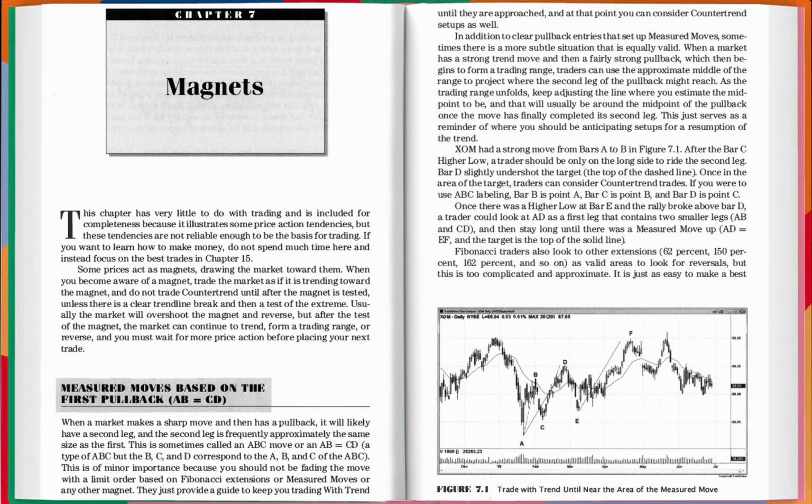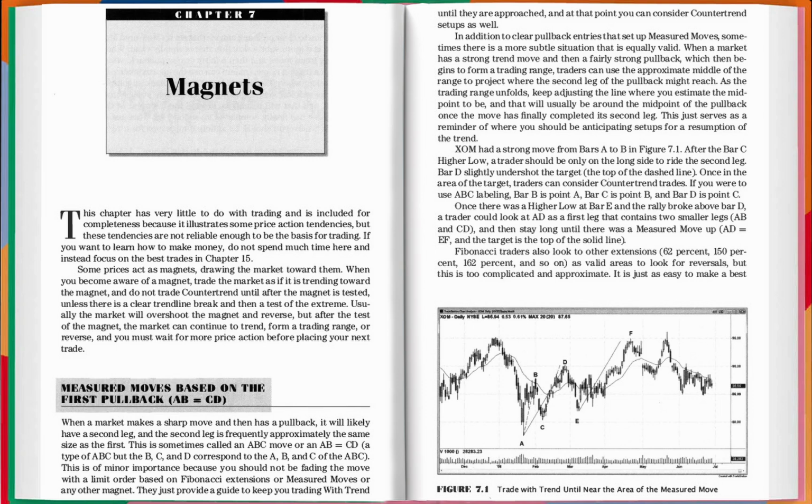In addition to clear pullback entries that set up measured moves, sometimes there is a more subtle situation that is equally valid. When a market has a strong trend move, and then a fairly strong pullback, which then begins to form a trading range, traders can use the approximate middle of the range to project where the second leg of the pullback might reach. As the trading range unfolds, keep adjusting the line where you estimate the midpoint to be, and that will usually be around the midpoint of the pullback once the move has finally completed its second leg. This just serves as a reminder of where you should be anticipating setups for a resumption of the trend.